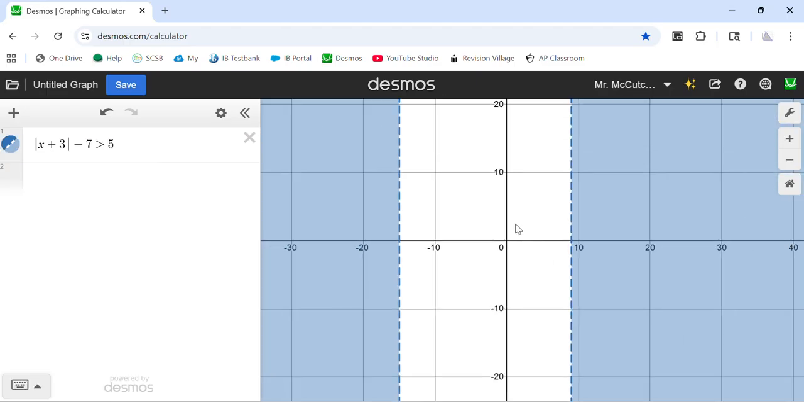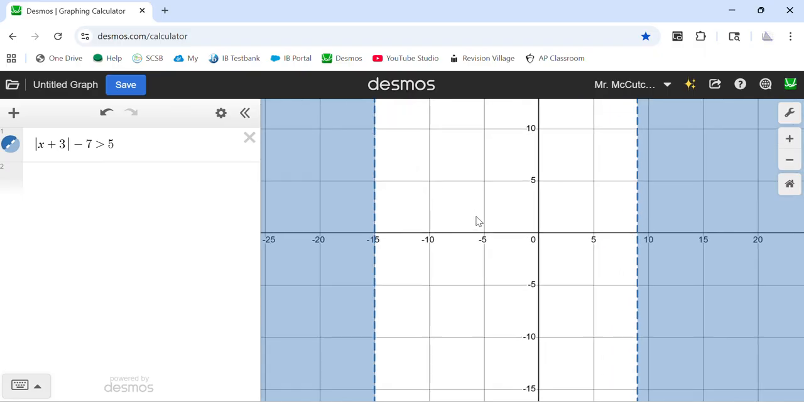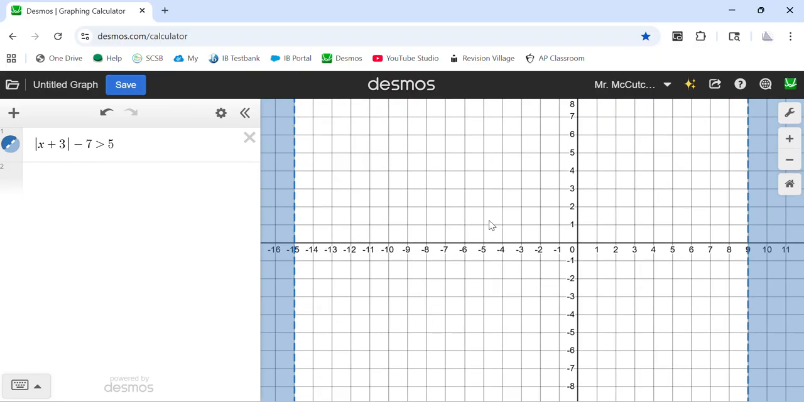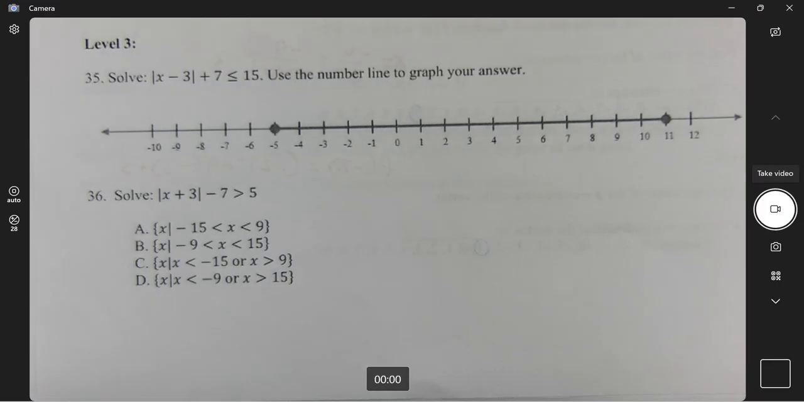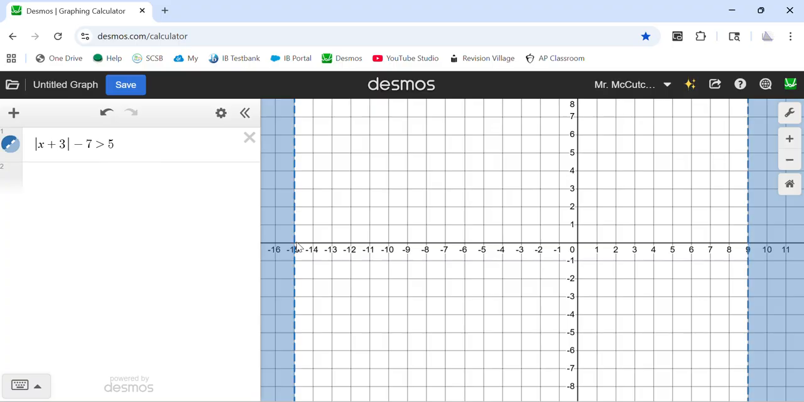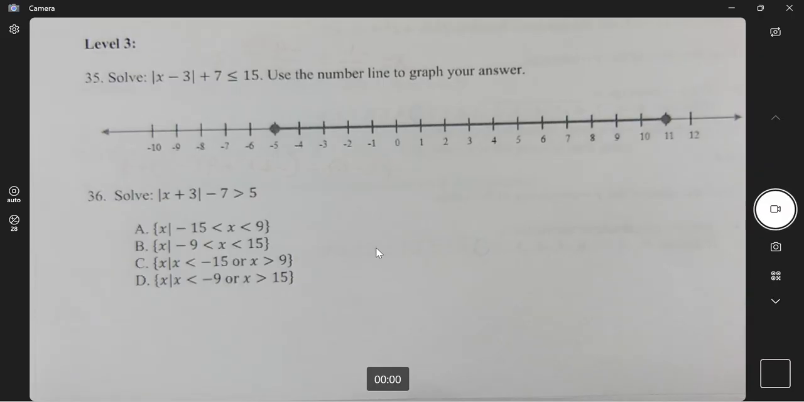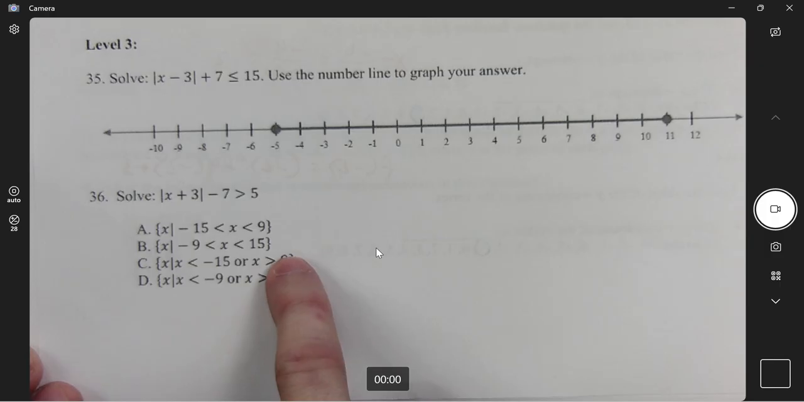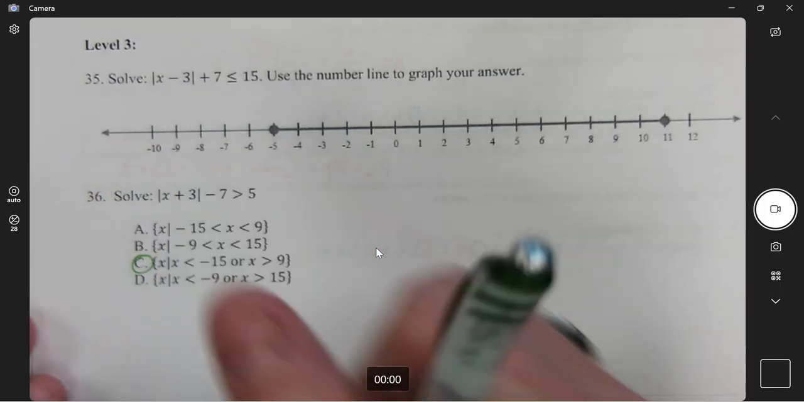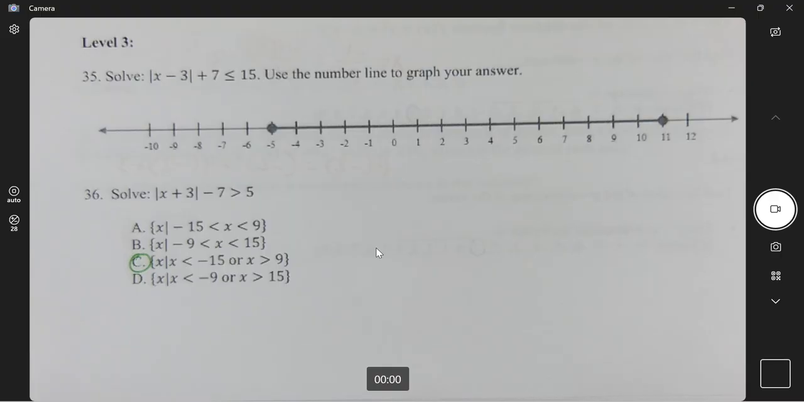Zoom out. Remember, you can pinch. There we go, we can see our answers. Looks like answers are less than negative 15 as well as greater than 9. Less than negative 15, greater than positive 9. Woohoo, Desmos.